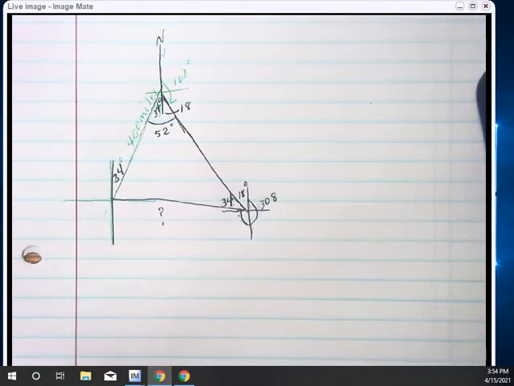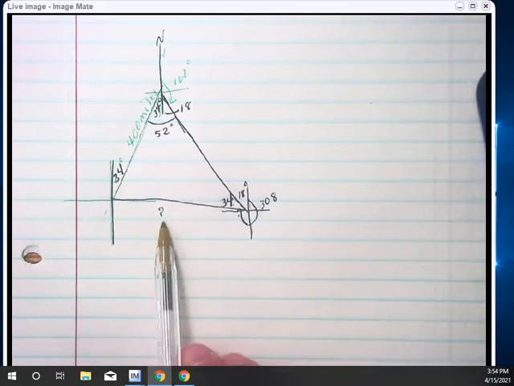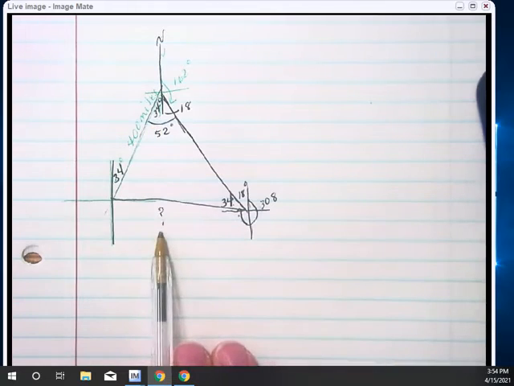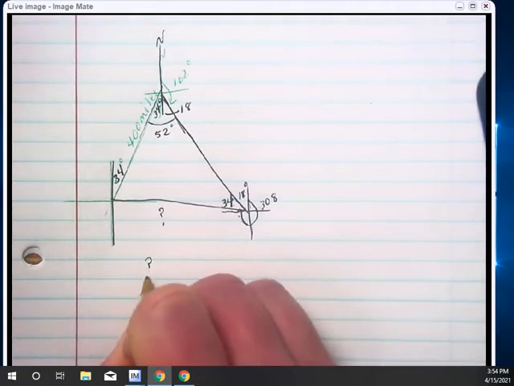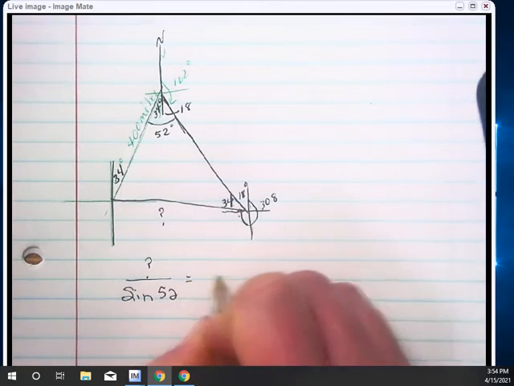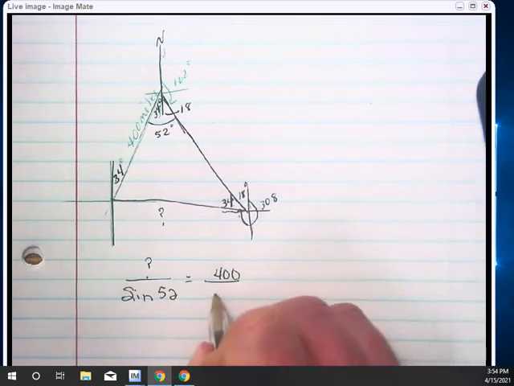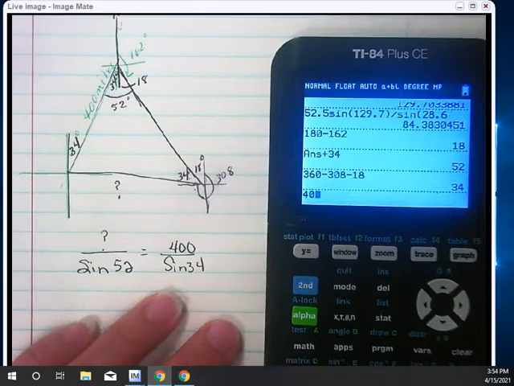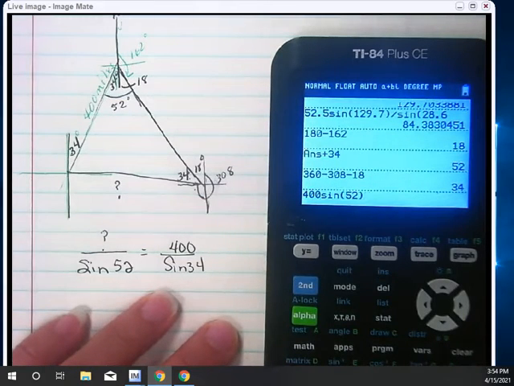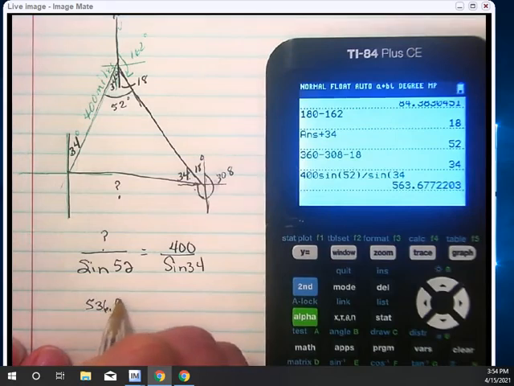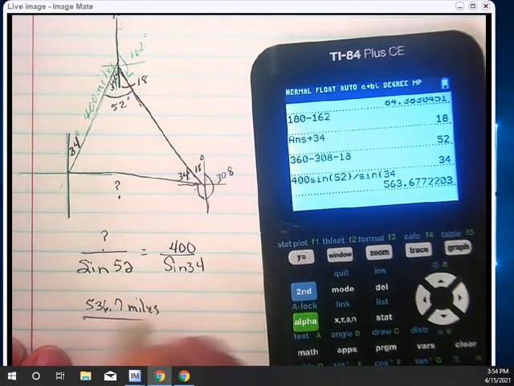Now, because I'm needing this side, I have the side opposite this angle, and I have the 52 degrees, and the side opposite it is the one that tells how far we have traveled. I'm going to set up my law of sines: the amount traveled over the sine of 52 equals 400 over the sine of 34 degrees. 400 times the sine of 52 divided by the sine of 34 gives me a distance of 563.7 miles. Don't forget your units.